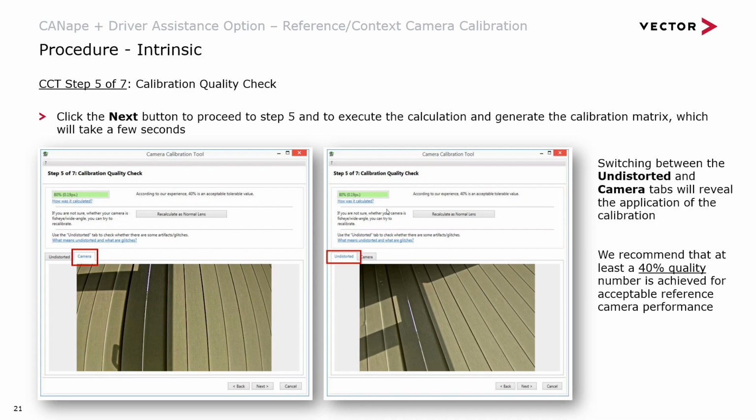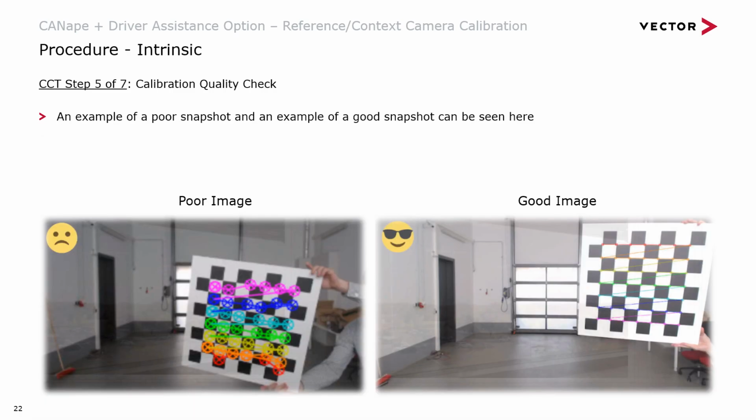We have found that 40% or higher is an acceptable quality result for most applications. From this page of step 5, you have the option to recalculate the calibration with the alternative fisheye lens selection, meaning perhaps your camera does or does not have fisheye but was selected wrong in the first place. If you still cannot achieve 40% or better quality, repeat step 4 and change the manner used to position the chessboard target or increase the resolution of your reference camera. Here's an example of a poor image and a good image.